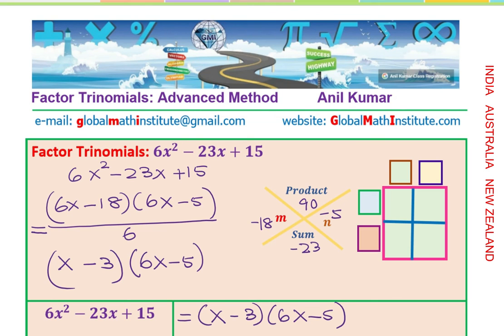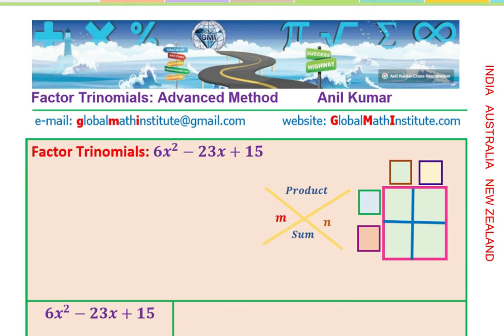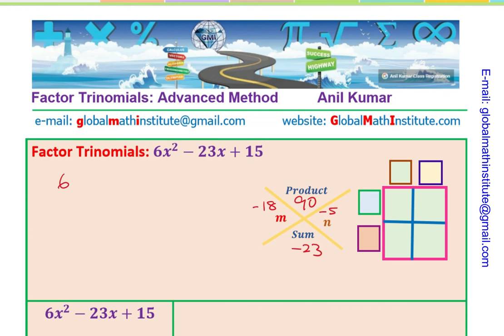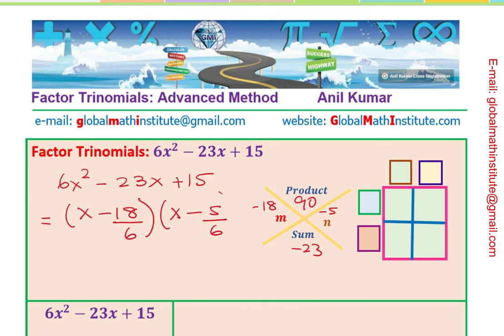Of course. Now let's look into our advanced method, in which case also the first step is common, the product being 90, sum being minus 23, and m and n values are minus 18 and minus 5. And therefore, 6x squared minus 23x plus 15 can now be written as, see, now we are not writing 6, we're just straight away writing x minus 18 and we divide by 6, times x minus 5 divide by 6.